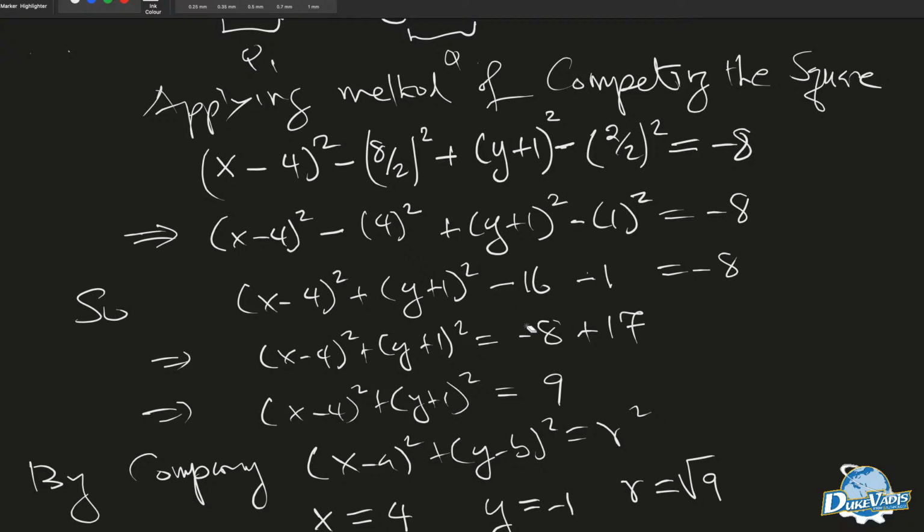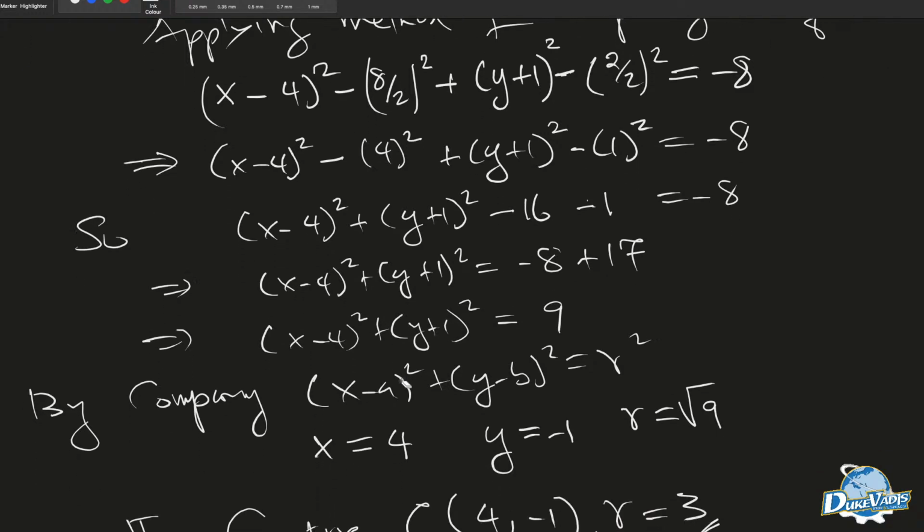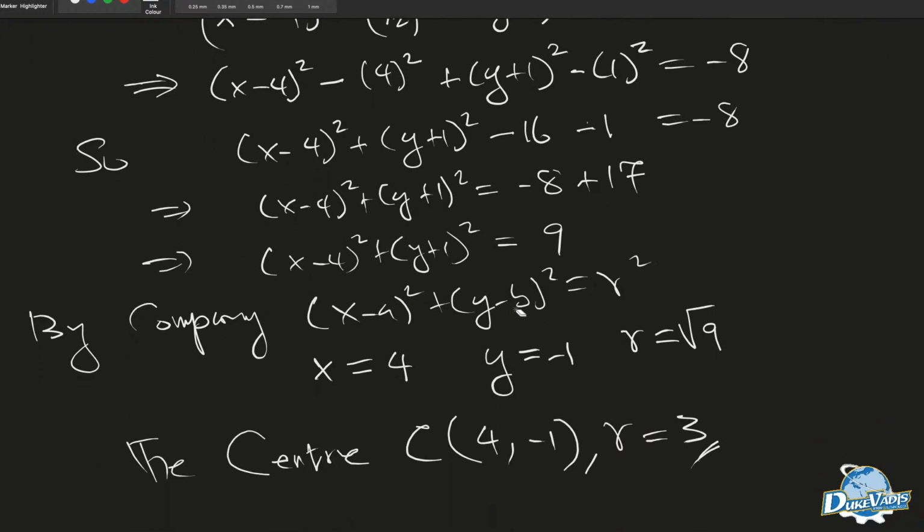So this becomes 17, obviously. So when it crosses the side, we have (x - 4)² + (y + 1)² = 9. By comparing this with our general equation, (x - a)² + (y - b)² = r², then our x will be equal to positive 4 and y is equal to negative 1. Then r² gives us 9, so r will be equal to the square root of 9. So the center is (4, -1), r is 3.